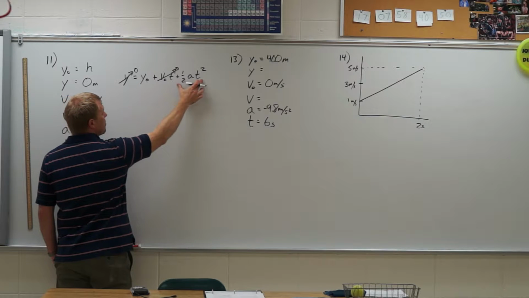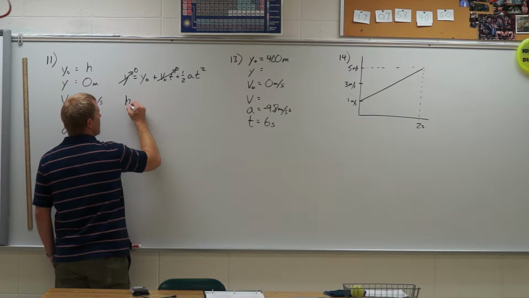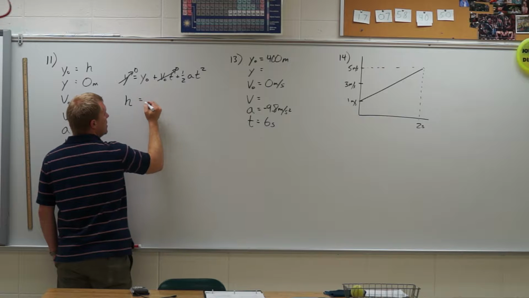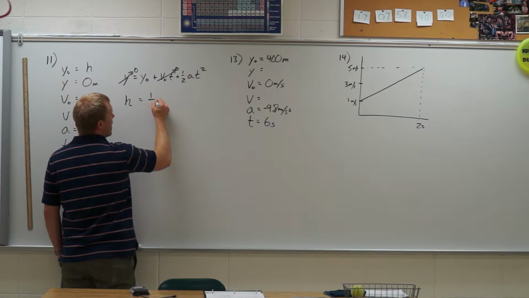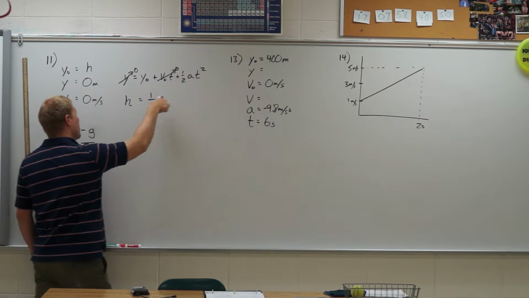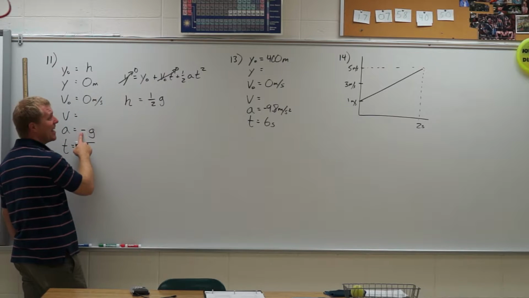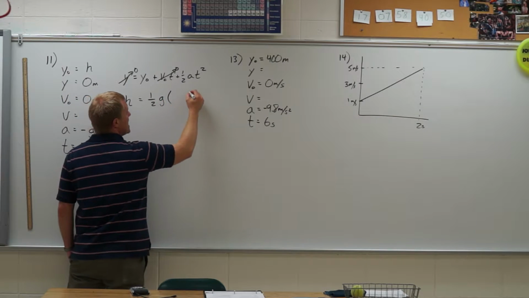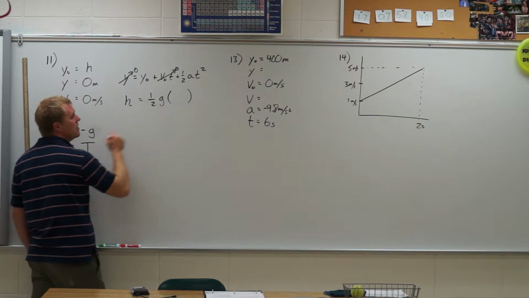So I'm going to move this 1/2 at squared over to the other side. So I have h, v naught, or y naught, is equal to 1/2 times g. The negative I got when I moved it over cancels out with this negative, times t, which is this t, squared.